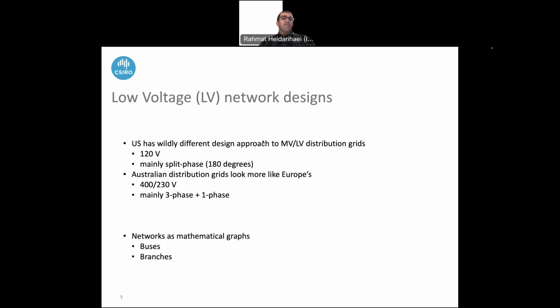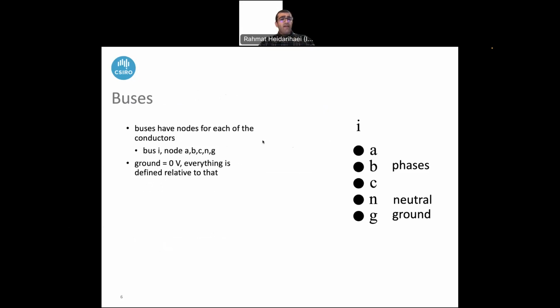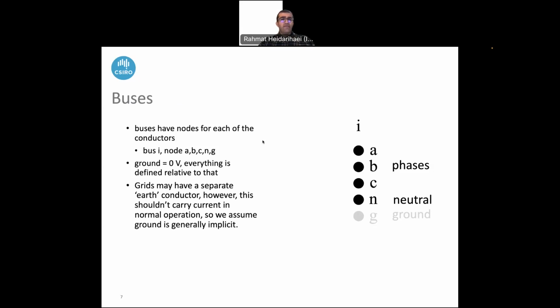Low voltage networks, we can look at them as mathematical graphs and basically consider buses and branches as graph elements. So buses have nodes for each of the conductors. So we have A, B, C, which are phase conductors, and then N is the neutral conductor and G is the ground conductor. The ground conductor voltage is assumed to be zero, and everything is then defined relative to that.